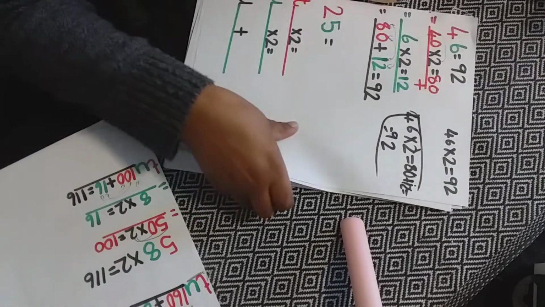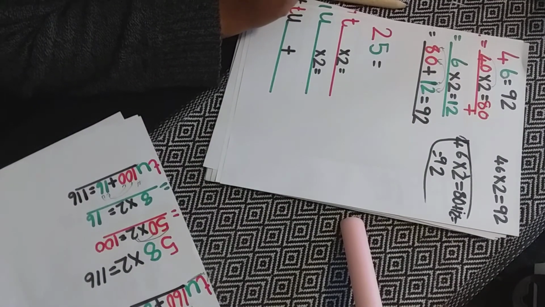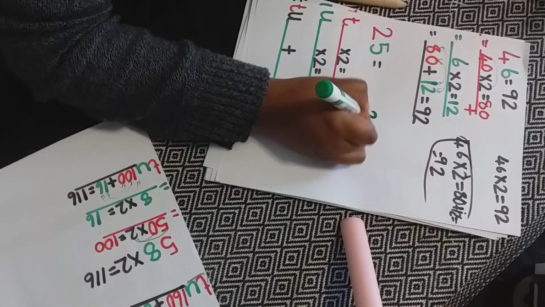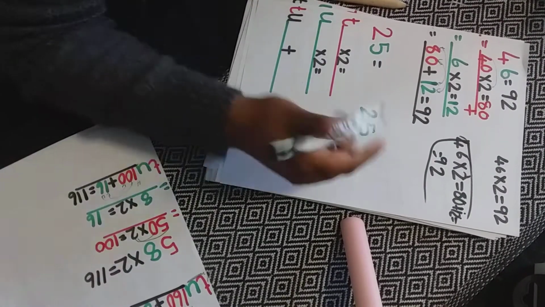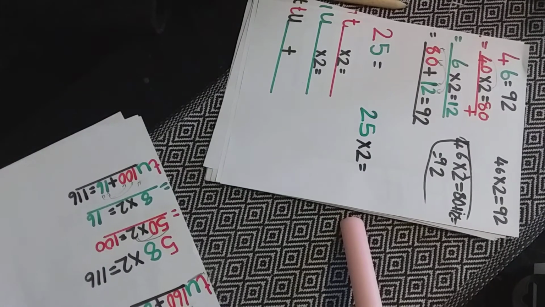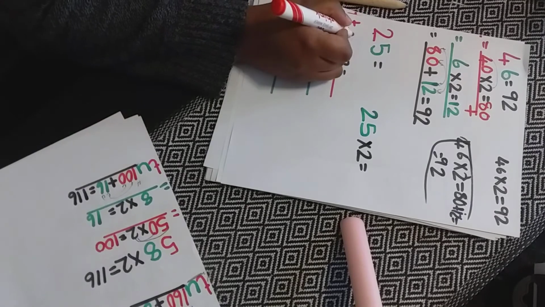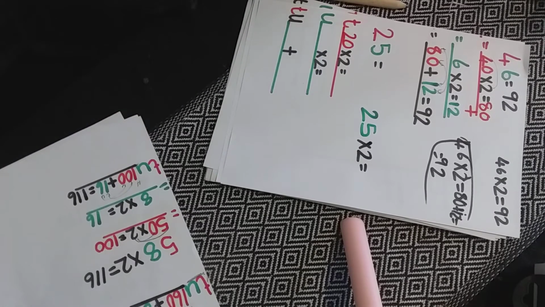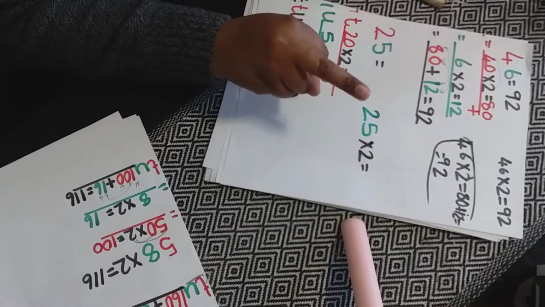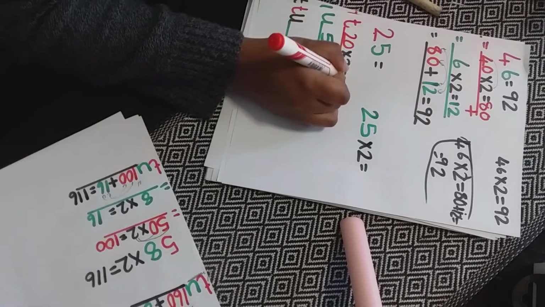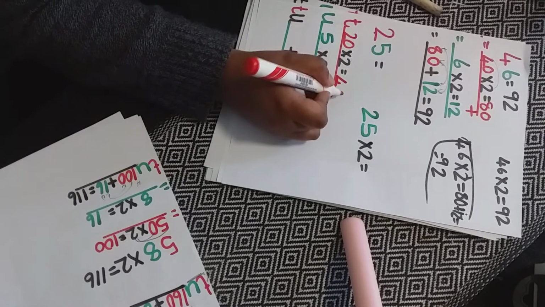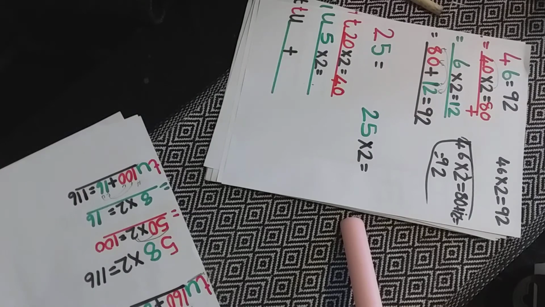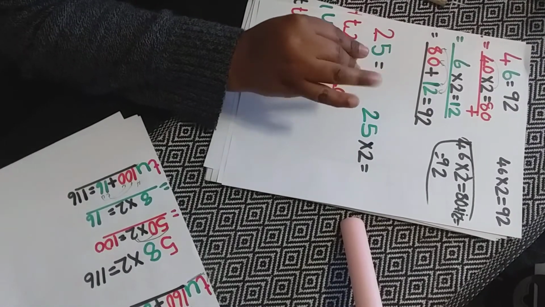Double 25, or let's say 25 times 2. That's 20 times 2. And how many units? 5 times 2. I must add my two answers. What is 2 times 2? 2, 4. 2 times 2 is 4. 2 times 0 is always 0. 5 times 2: 2, 4, 6, 8, 10. 5 times 2 is 10.